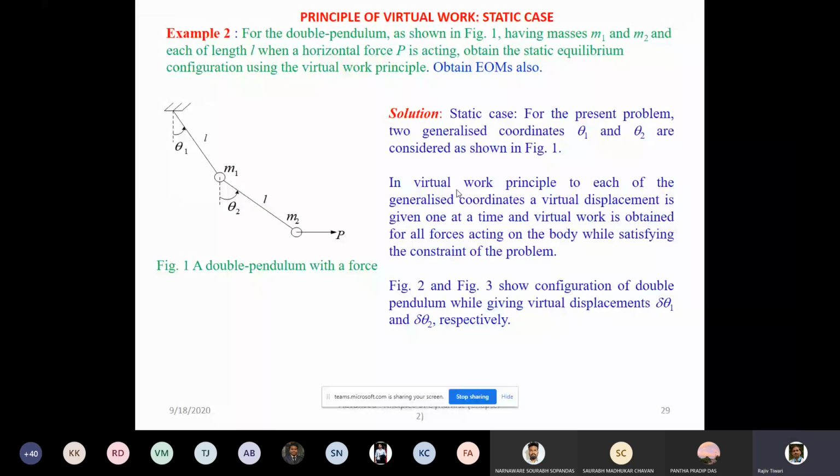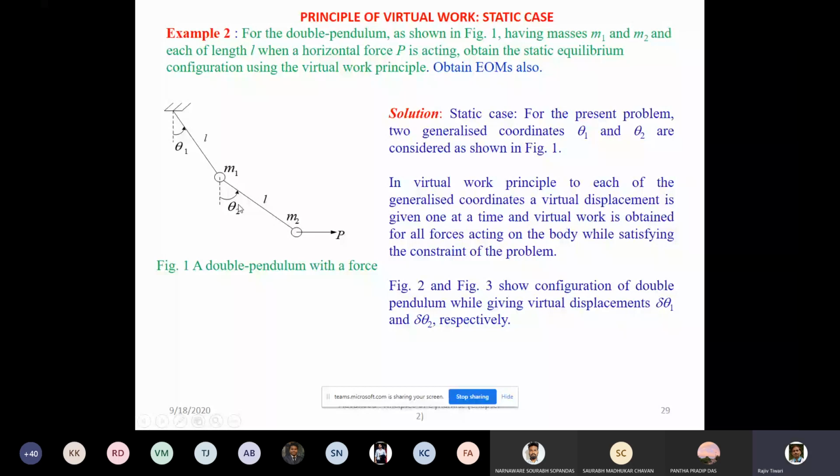Yeah. So in this example, there are two pendulums. One is this, and another is connected below that. So there are two masses, M1 and M2, and a force P is applied here. We need to find out what happens when we apply this force P. This is also a static case. When force P is applied, what orientation will it take?